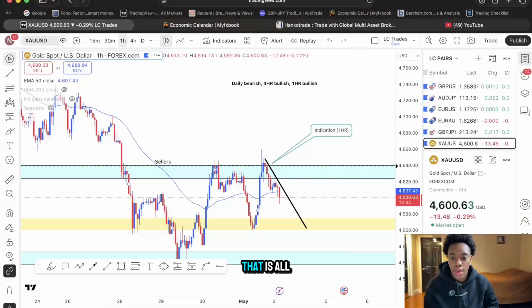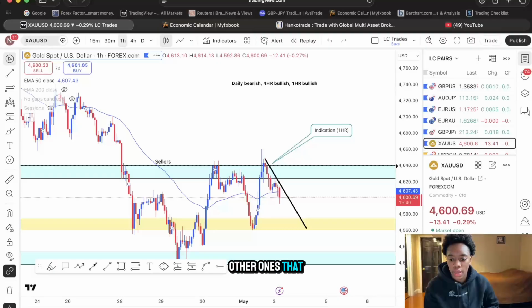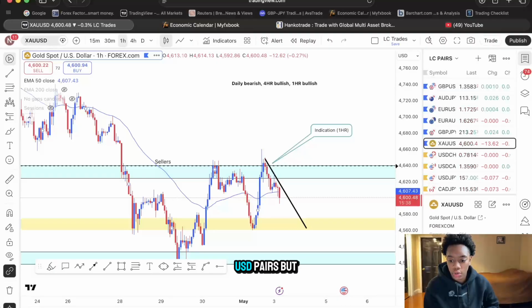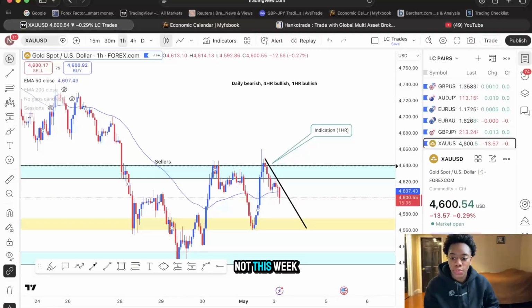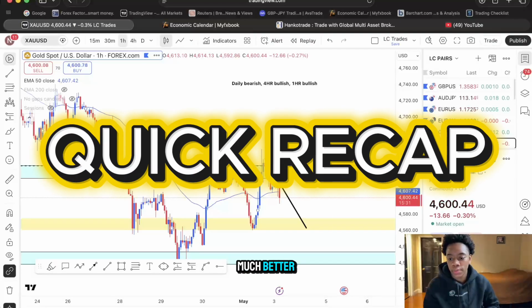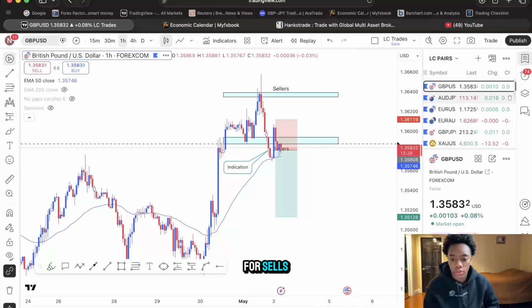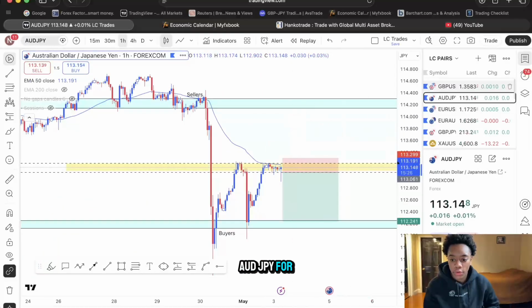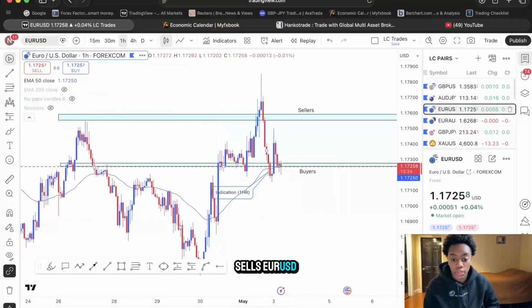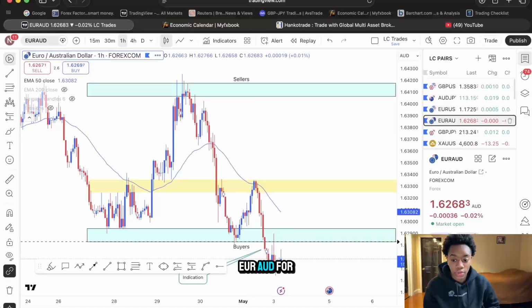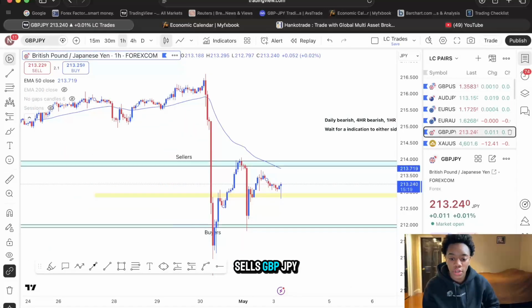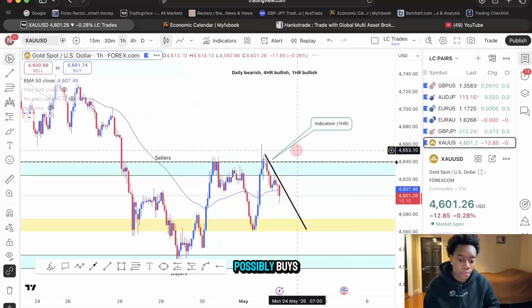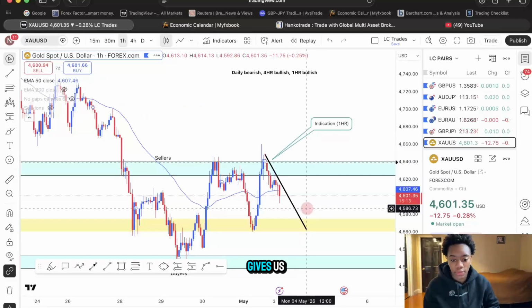So that is all the pairs that I'm interested in. I have other ones that I was interested in, like all the USD pairs, but not this week. I'm just not interested in them this week. The pairs that I said look much better: GU for sells, AUDJPY for sells, EURUSD for sells, EURAUD for sells, GBPJPY we gotta wait for an indication, so either one. And then gold possibly buys, but we have to wait and see what it gives us.